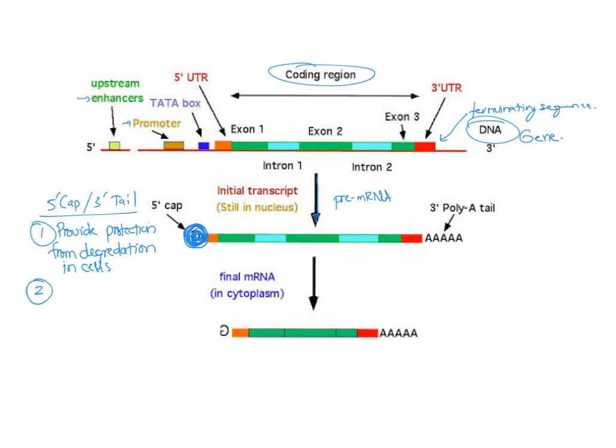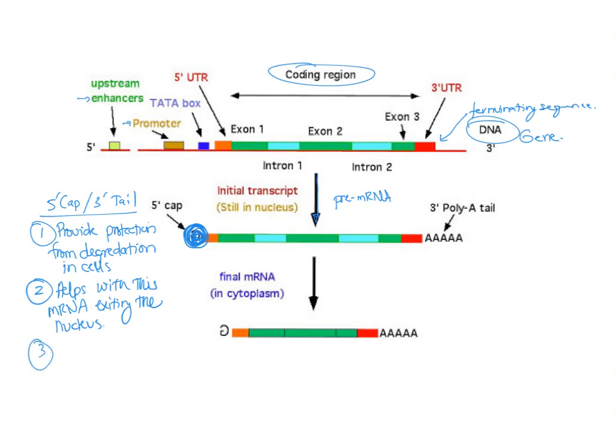The second is that it helps with this mRNA exiting the nucleus. There's this process whereby this mRNA needs to leave through a nuclear pore so that it can enter into the cytoplasm or the rough ER to be translated, and that 5' cap especially helps with that process.